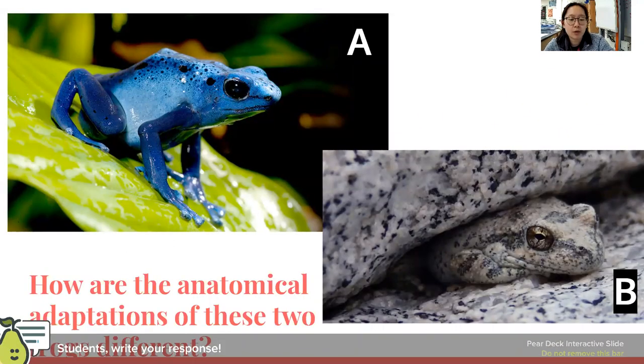How are the anatomical adaptations of these two frogs different? What is the purpose of the bright coloration on frog A versus the dull mottled coloration of frog B? They have different purposes. So what are they for? Answer that for me.